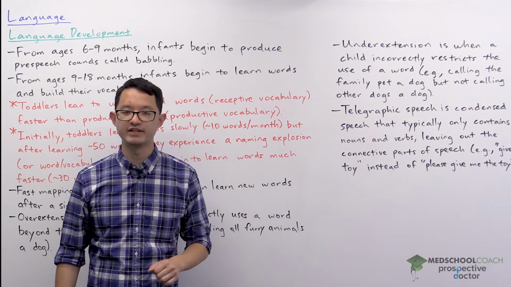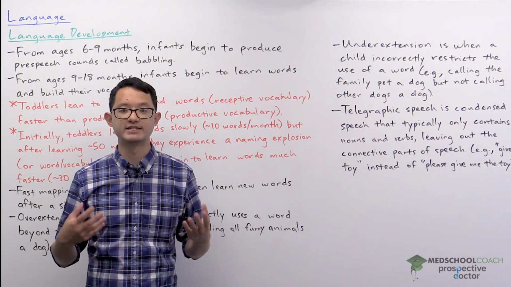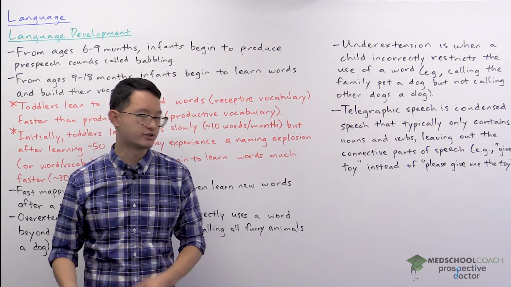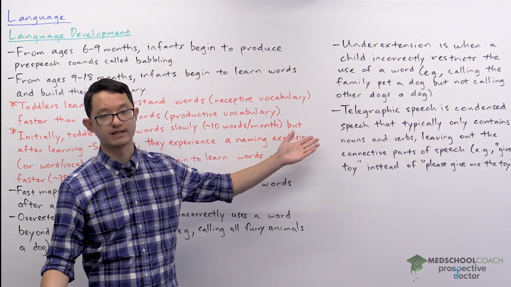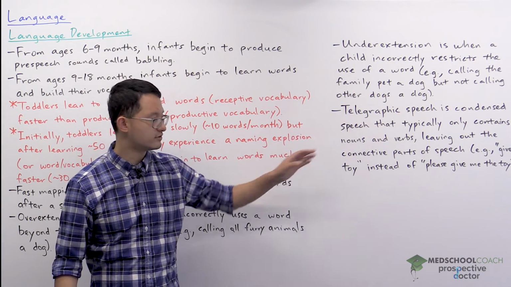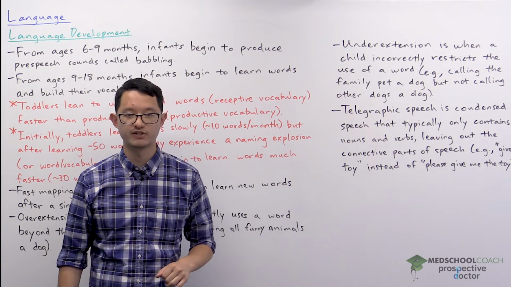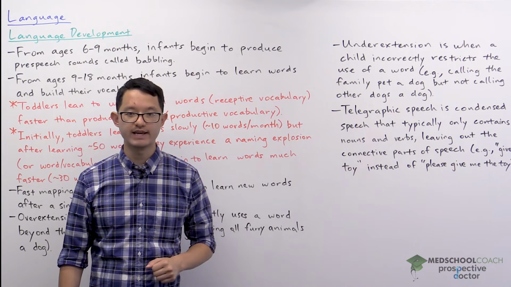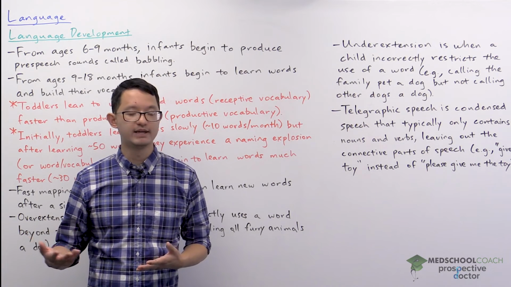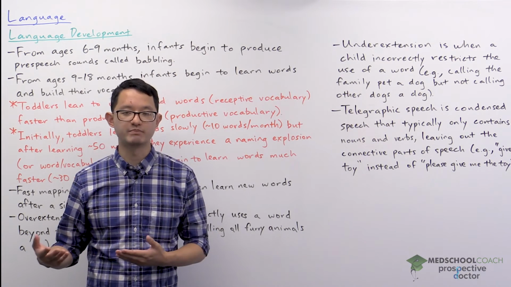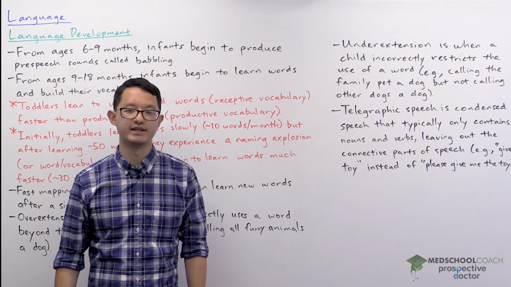Finally, we have telegraphic speech. This is condensed speech that typically only contains the central components of the speech, which usually is the nouns and the verbs, and excludes the connective parts of speech. An example would be a child saying, "give toy," as opposed to the complete speech of, "please give me the toy."